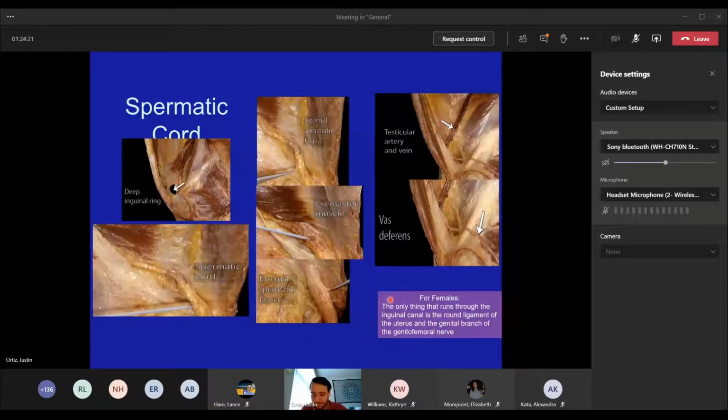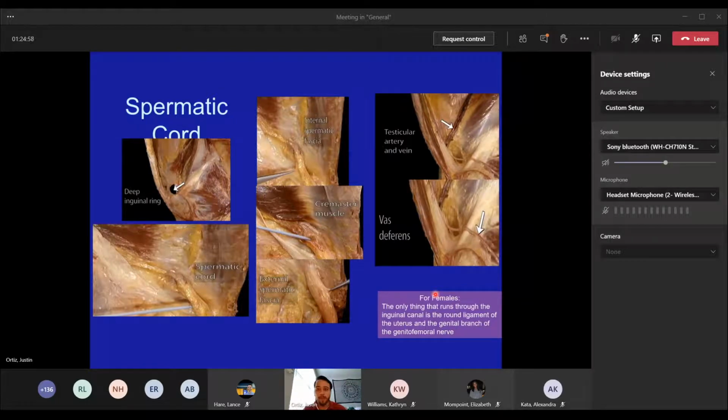So for females, the only things that run through the inguinal canal are the round ligament of the uterus and the genital branch of the genitofemoral nerve. You also have the ilioinguinal nerve that runs with both males and females. It runs through the inguinal canal but doesn't run inside the spermatic cord. Your spermatic cord goes through your inguinal canal, but just outside of it, running parallel right next to it, is your ilioinguinal nerve. It's the same with males and females.